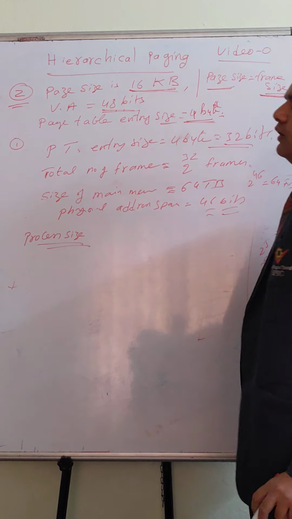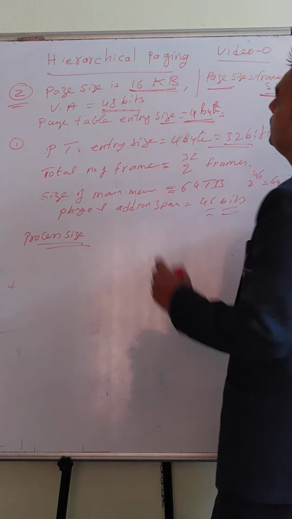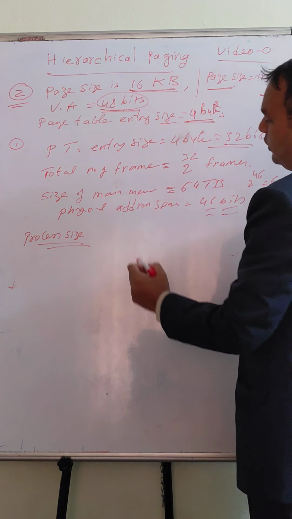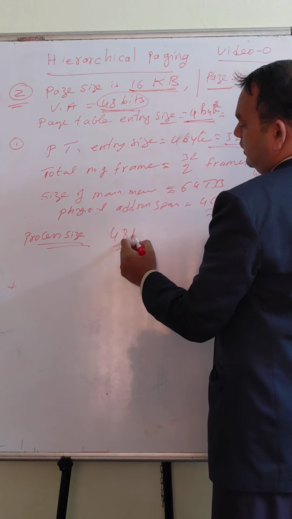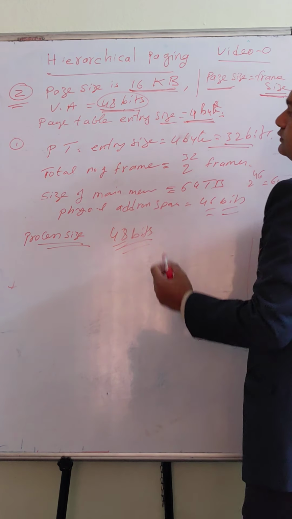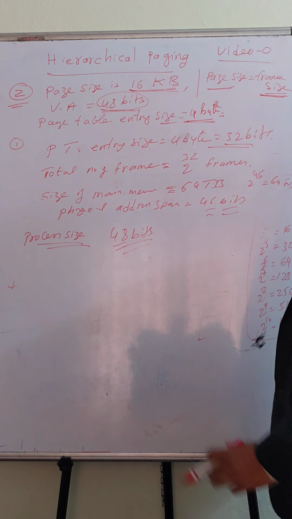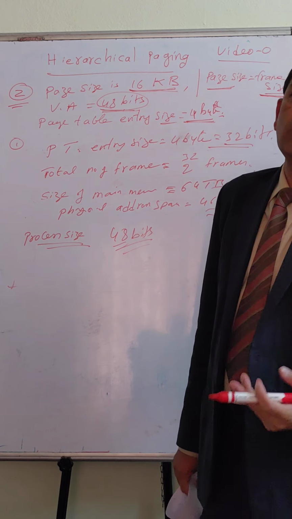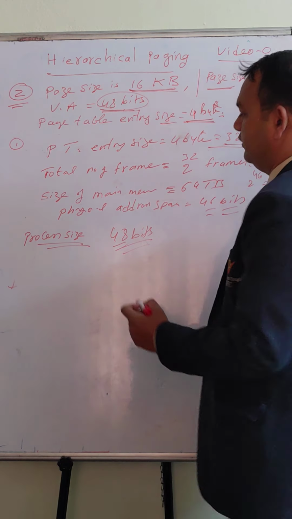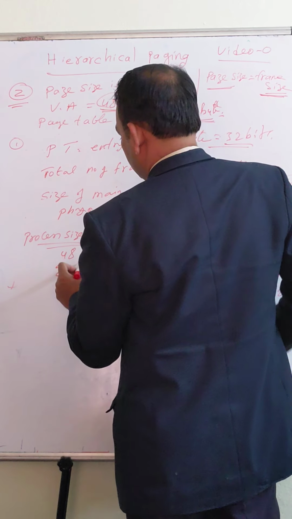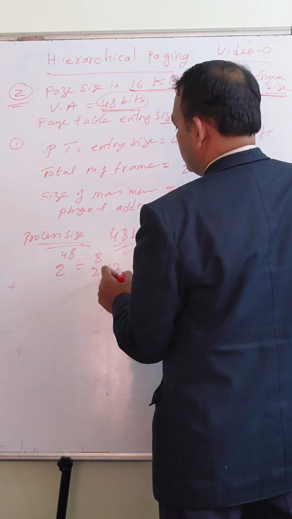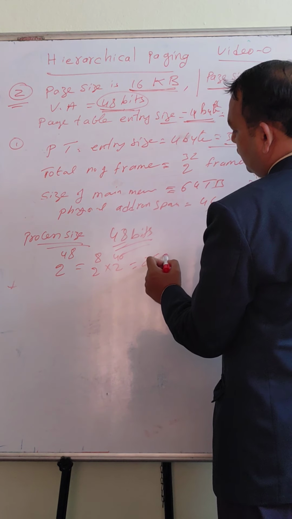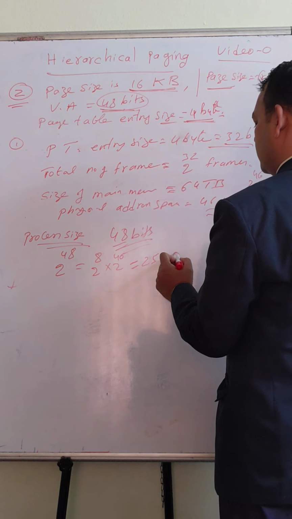How to find out the process size? The CPU is given, my dear friends, as generating 48 bits of virtual address space. Now process size we can calculate by 2 power 48. Simply, 2 power 48 is equal to 2 power 8 into 2 power 40. What is 2 power 8? 256. So it is 256 TB.